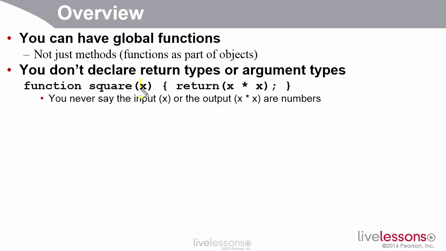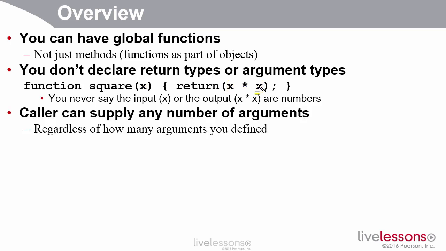You don't say that x, the input to Square, is a number, and you don't say that the thing that you're returning is a number. It just happens to be a number. Whether this is good or bad is a matter of extremely fierce debate, but nevertheless, that's the way it is in JavaScript. JavaScript is a dynamically typed language. It figures out the types at runtime, not a statically typed language where it figures out the types at compile time.